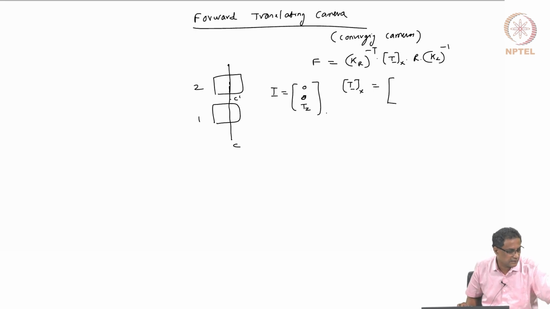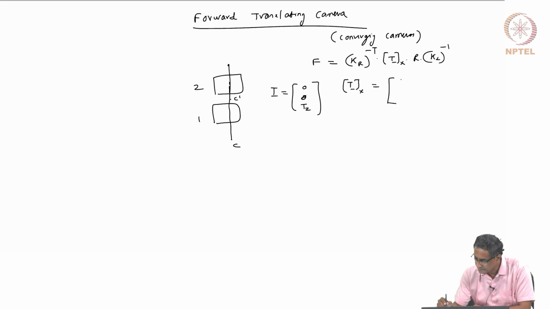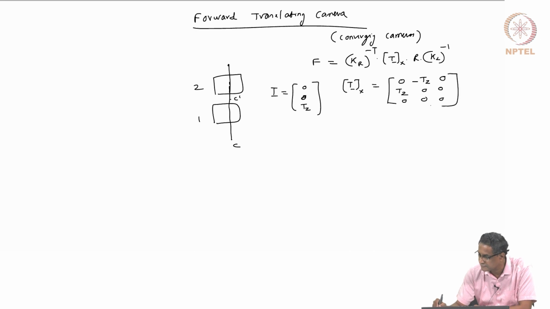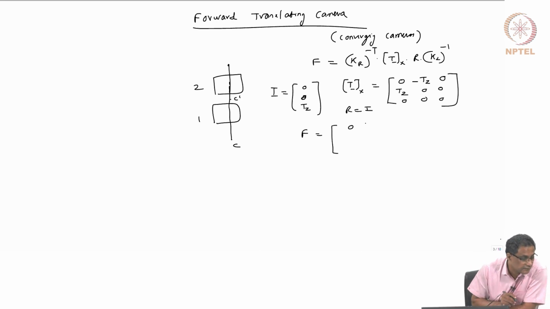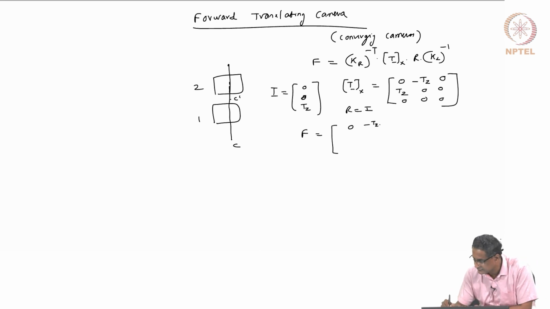So it turns out that you will get 0 minus T_z 0, T_z 0 0, 0 0 0. We can actually verify that this is correct. And now R is identity, of course, because you have not done any kind of rotation. Then this F takes up a form which will be like 0 minus T_z by f, or f squared, I believe. I don't know whether it's actually f squared or f, but I've written it as f squared. I think it is f squared, 0 0 0 0 0. You can actually verify all this.